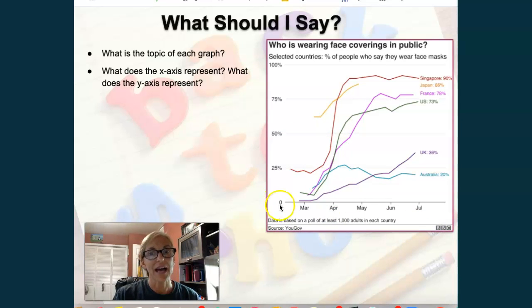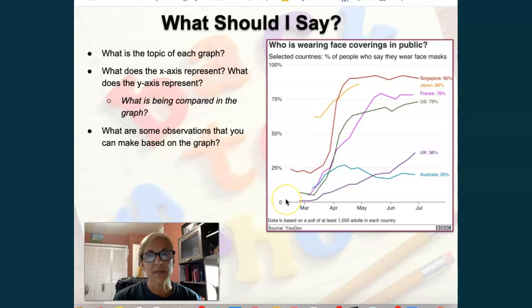On the X-axis, we have the months from March till July. Even though it starts a little bit before that, doesn't it? We know that COVID became really well known in March. That's when we were let out of school, and then we had to start wearing masks, and different countries responded differently. On the left-hand side, on the y-axis, you have the percent of respondents indicating that they have worn masks. So what's being compared?